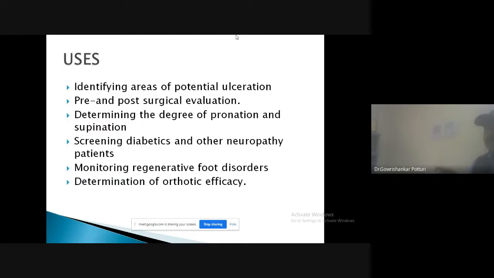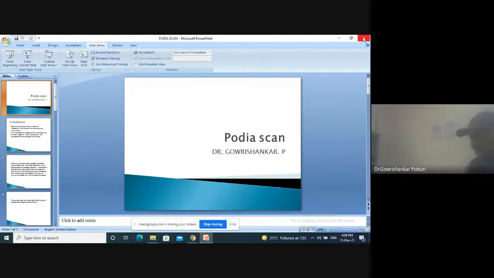We can see whether the orthosis is having any such foot issue, suppose we have given. So we can identify, and extra padding can be given. So that is the help of this podia scan. So that's about the podia scan.